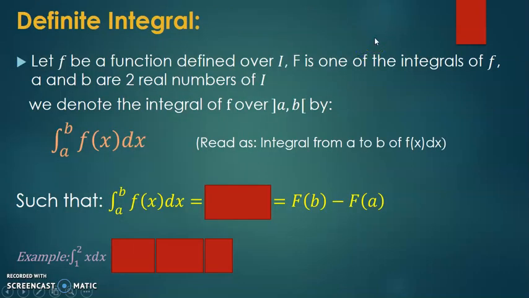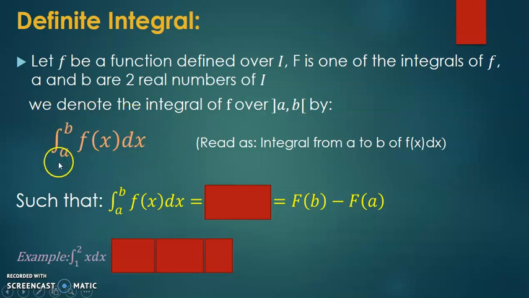Now what's definite integral? So let f be a function defined over an interval I. Big F is one of the integrals of small f, and why we're saying one? Because of the plus c that we write, we have infinitely many antiderivatives. If you recall this from grade 11, you can replace c by any number and you'll get an antiderivative. So choose any one of them. A and b are two real numbers of the interval I. We denote the integral of f over [a, b] by the integral from a to b of f of x dx.